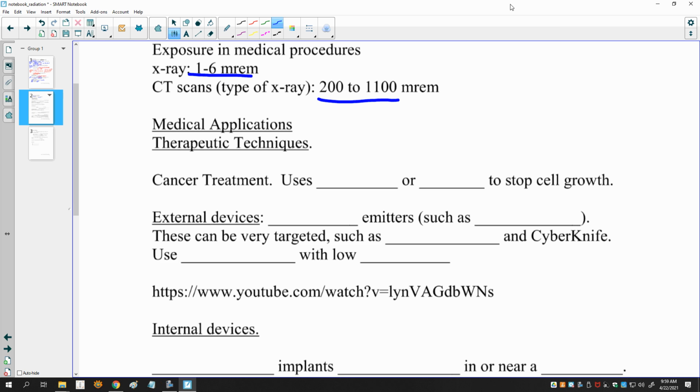Within the medical applications, we'll see two different techniques. One is therapeutic techniques and then diagnostic techniques. First, let's look at the therapeutic techniques for using radioactive materials. Cancer treatment is probably the first thing that comes to mind.